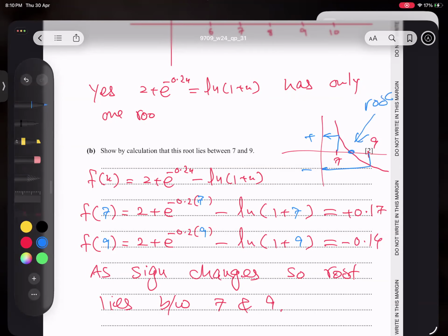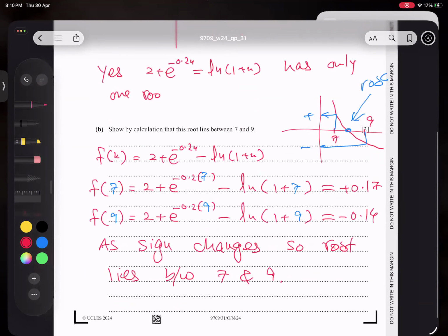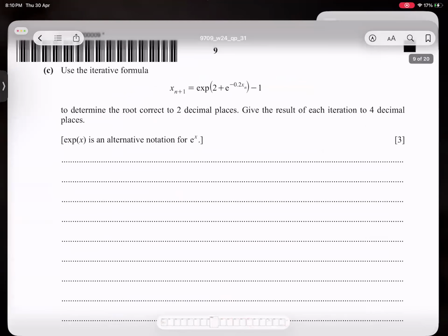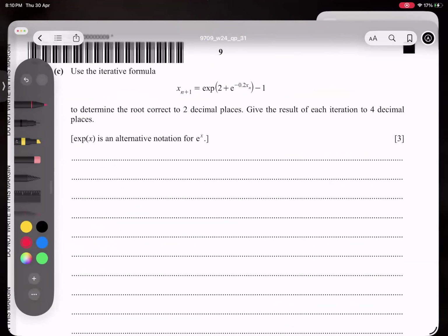I hope this part is very clear, and you understood that the root lies between these values. Okay, so let's go to the next page. On the next page, he says use the iterative formula and determine the root to two decimal places.